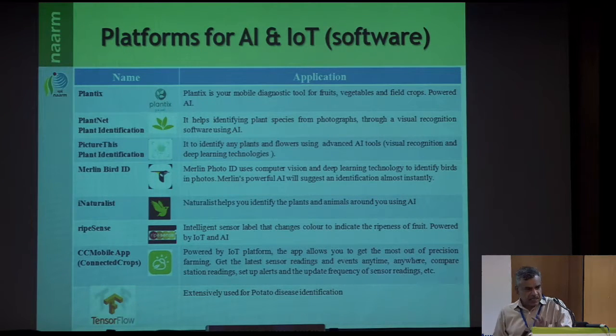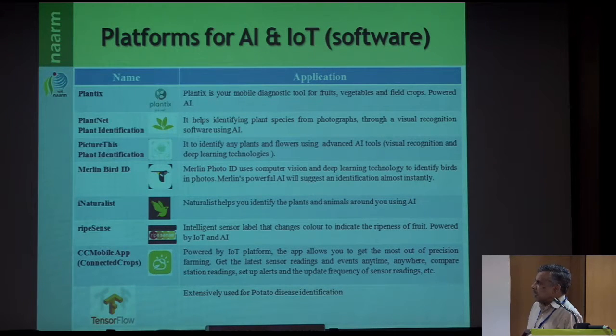We did a search on the main applications going on in the market and where people are using them. Some of these are only software applications, no devices required, for example TensorFlow. TensorFlow is wonderful, freely available, open access, and experiments have been done for potato in several countries, and it is highly successful. It does image recognition, and it is going on very nicely.